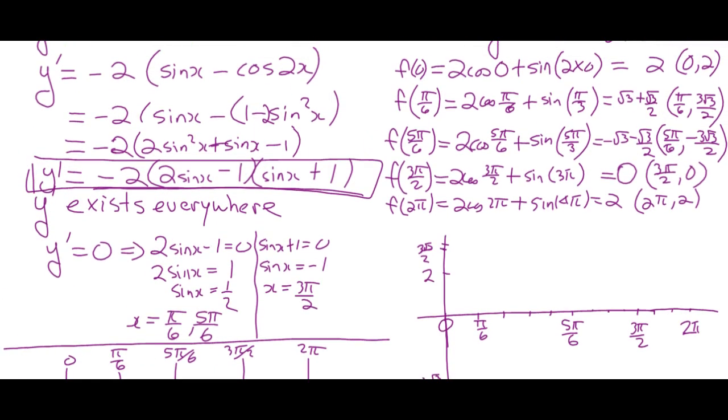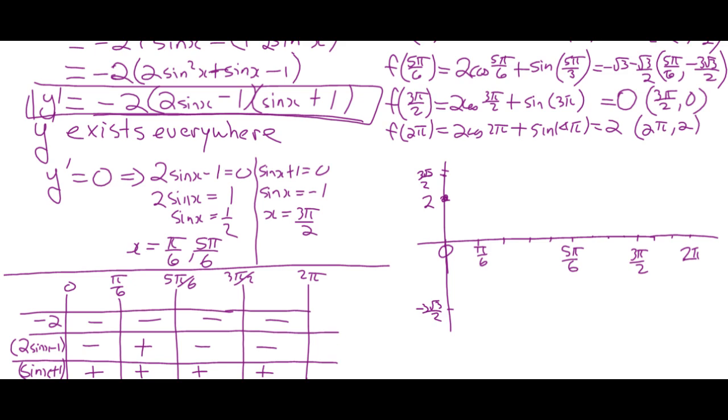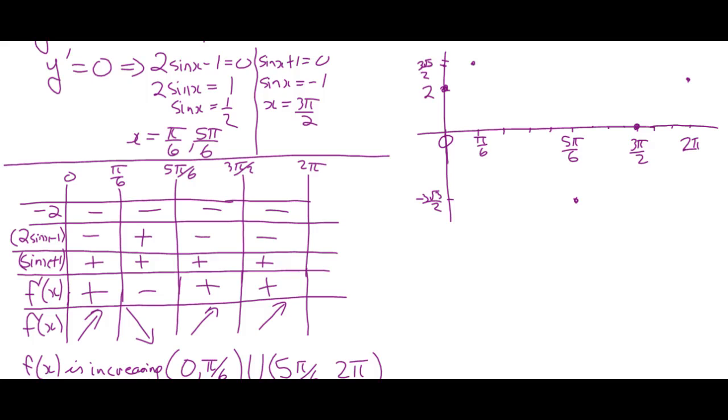All right, and we got some points, right? 0, 2, pi by 6 and 3 root 3 over 2, 5 pi by 6 and the negative of that, 0, 0, and 2 pi, 2. So we should be increasing, which is good, because we got to go from here to here. And then we're decreasing down to here. Then we got a point of inflection there, and we end there.